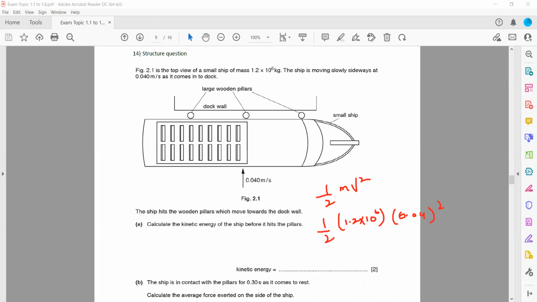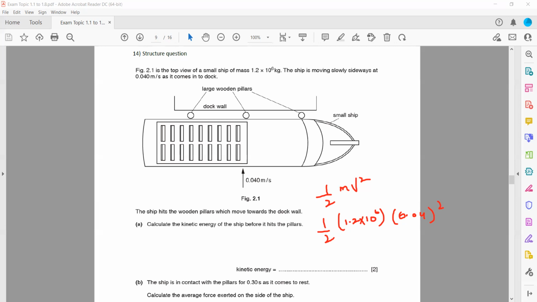Mister, I made it half by 12 with 5 zeros, multiply 0.0016. You squared it before. Yeah, that's right. That is also correct. Yes, okay. So it gives me 960 kilojoule.